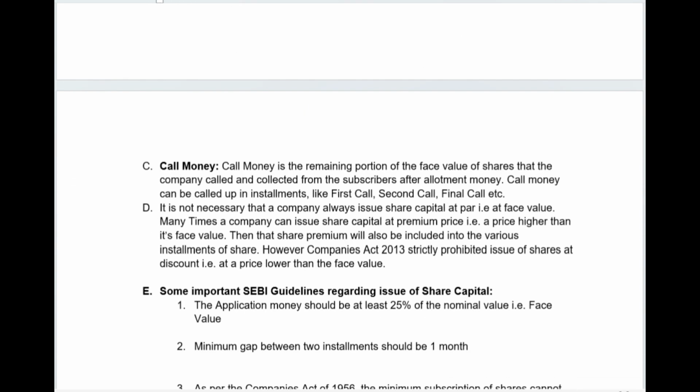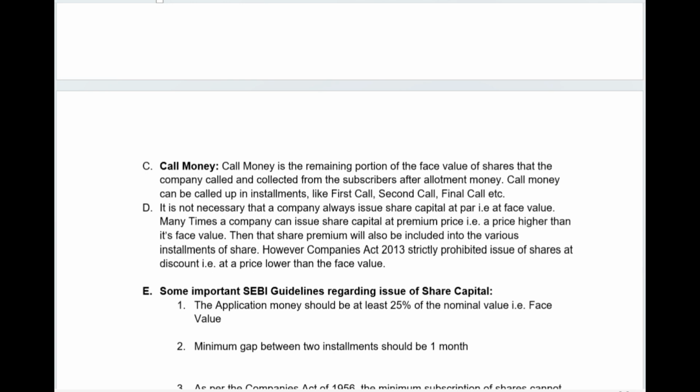Number C, call money. Call money is the remaining portion of the face value of shares that a company calls and collects from the subscriber after allotment money. Call money can be called up in installments like first call, second call, final call, etc.